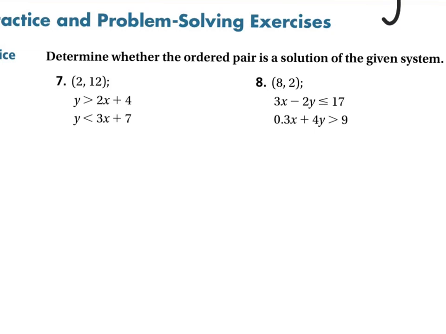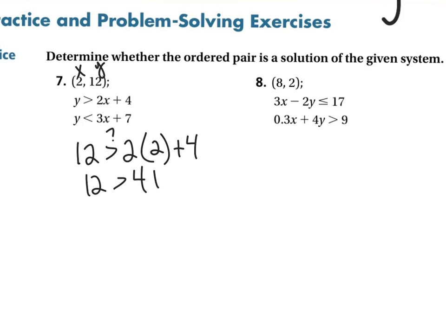So for this, really all we're doing is seeing if this point works for both inequalities. So (2, 12), we're going to substitute in the first inequality. So we'll put a 12 in place of the y. We'll put a 2 in place of the x. And then we're going to see if this works.